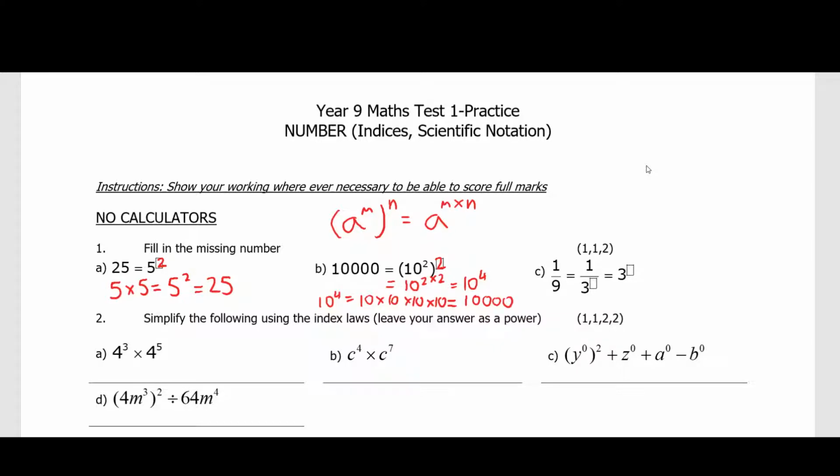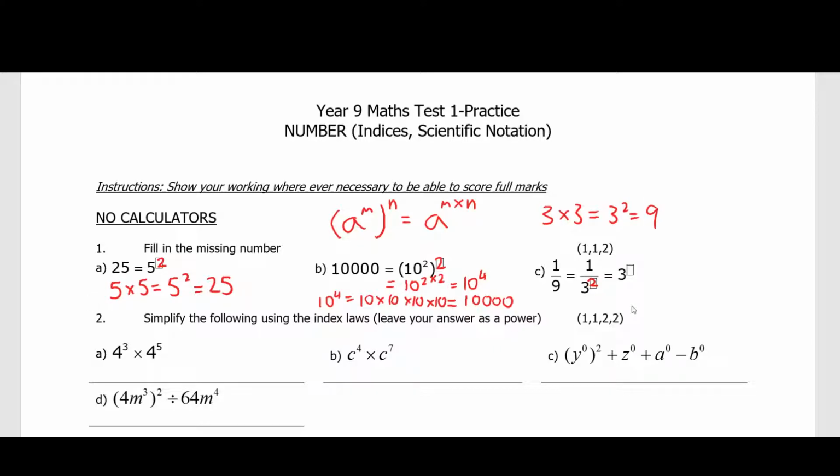All right. 1 over 9 equals 1 over 3 to the power of something, which equals 3 to the power of something. All right. 1 over 9, that's the same as 1 over 3 squared. Why? Because 3 times 3 equals 3 squared, which equals 9.